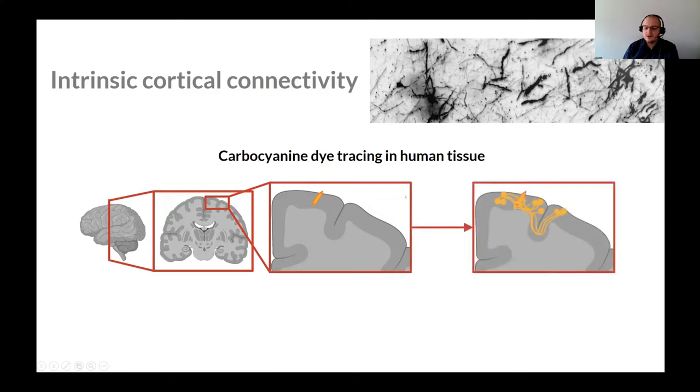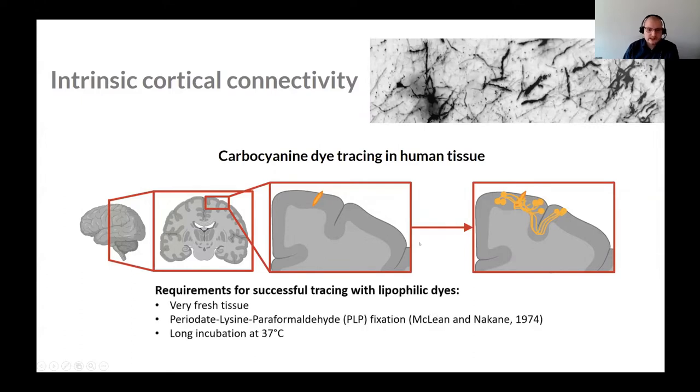And so ultimately all the cells that are connected with the region in which this crystal has been placed will become labeled. This method is in human brain the only tool to directly visualize brain connections with such specificity and over distances of many millimeters, up to around 2 centimeters max. And it's also a very tricky staining, because for a successful tracing you need very fresh tissue with as short postmortem times as possible.